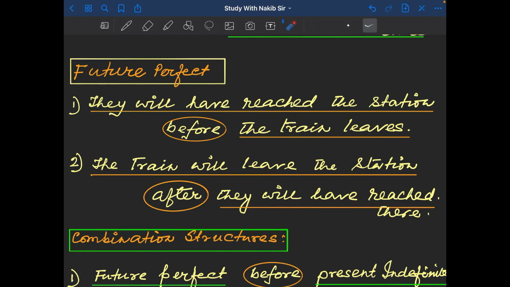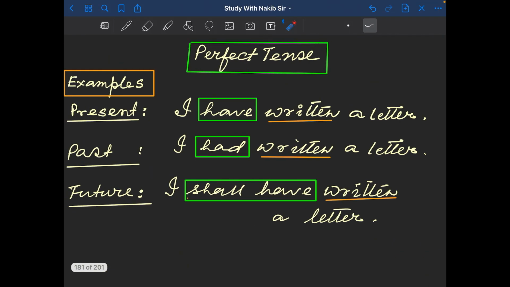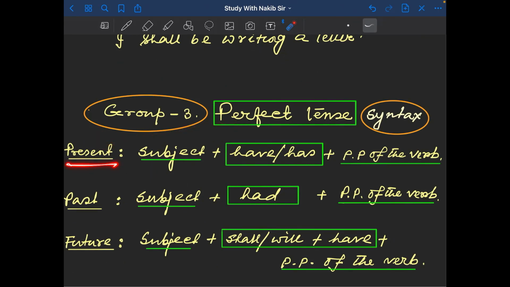Okay. So you can remember the structures of perfect tense this way: present perfect, subject plus have or has plus past participle of the verb, and past perfect, subject plus had plus past participle of the verb, and future perfect, subject plus shall or will plus have plus past participle of the verb. Again I am repeating one thing: if it is a perfect tense, there must be one auxiliary verb, have or has or had, any form of the have verb, and the main verb will be in the past participle form.